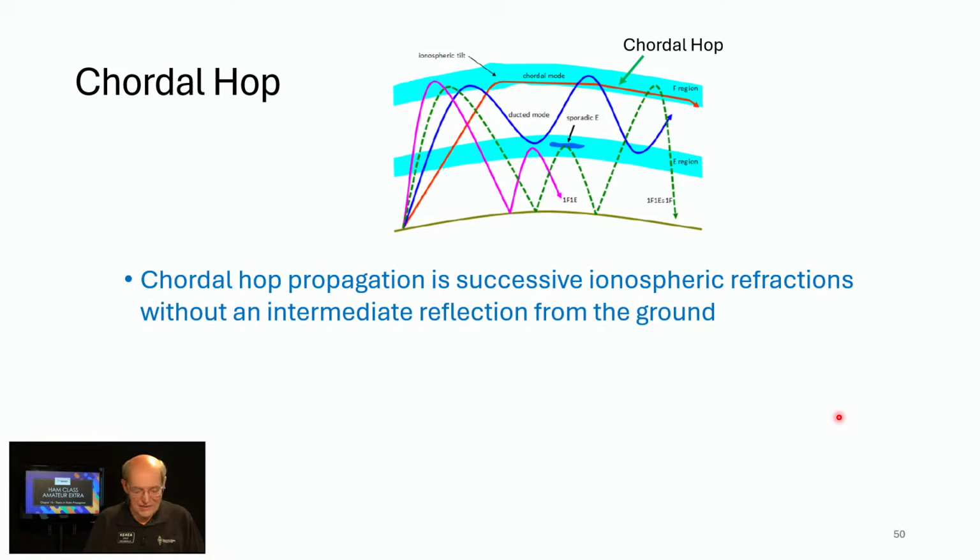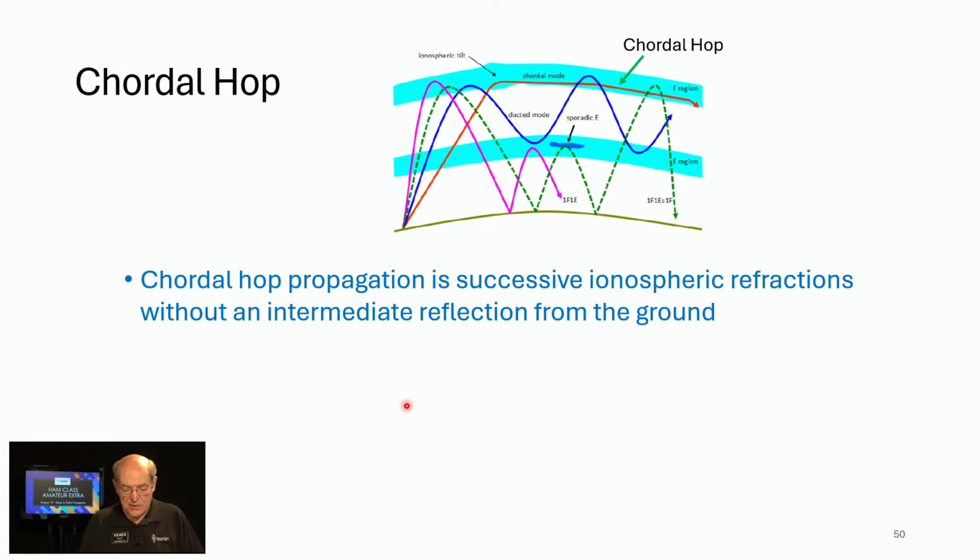There's another concept here called chordal hop. Chordal hop propagation is successive ionospheric refractions without an intermediate reflection from the ground. So here is what we would normally expect for standard hops or standard skip. But with chordal hop, the signal winds up getting stuck in one of these ionospheric layers and goes a long way before it comes back down to Earth. You don't see this very often, but it does happen.